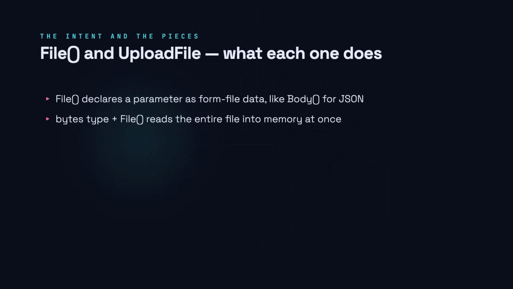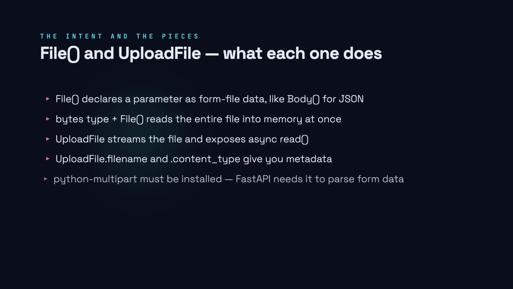FastAPI uses two building blocks for uploads. File is a parameter declaration function. It tells FastAPI to look in the multipart form body, the same way Body tells it to look in JSON. When you pair File with a plain bytes type annotation, FastAPI reads the whole file into memory. When you use UploadFile instead, FastAPI gives you a file-like object you can read asynchronously in chunks, and it also carries metadata like file name and content type. Either way, you must have python-multipart installed, because that library does the actual multipart parsing under the hood.